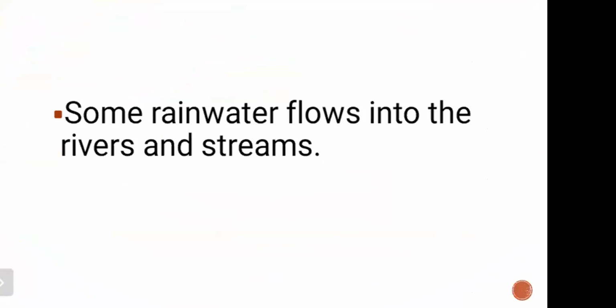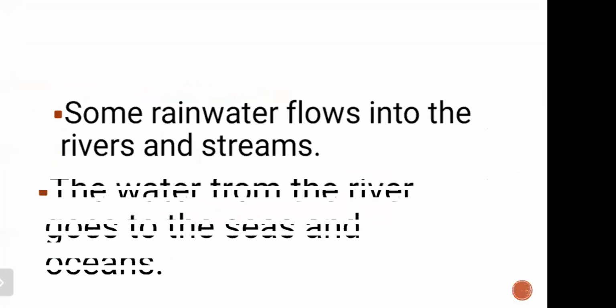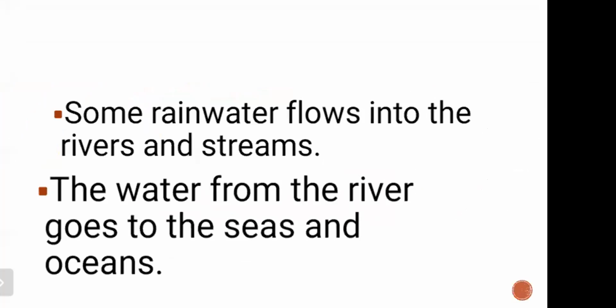Now children, some rainwater flows into the rivers and streams. The water from the river goes to the seas and oceans. Means what? The water from the river goes to the seas and oceans.